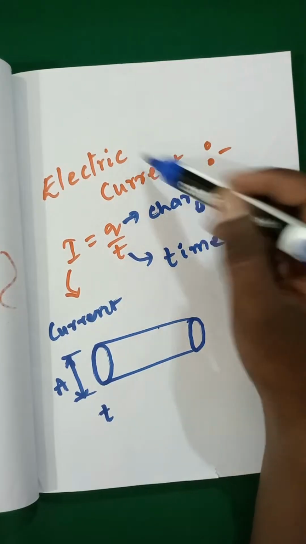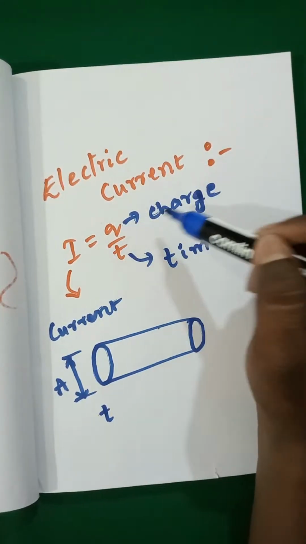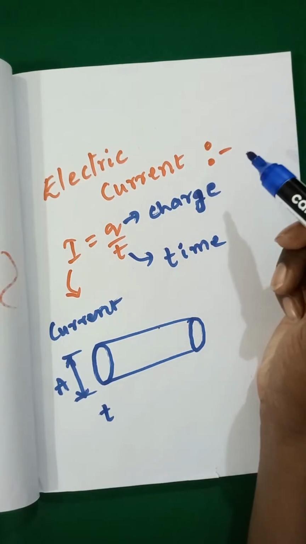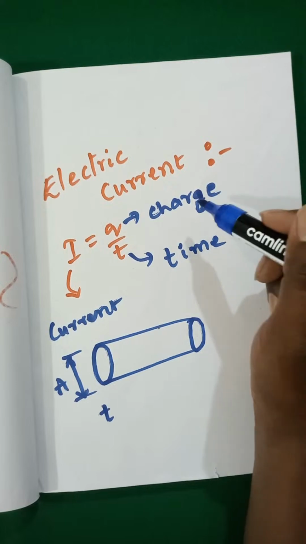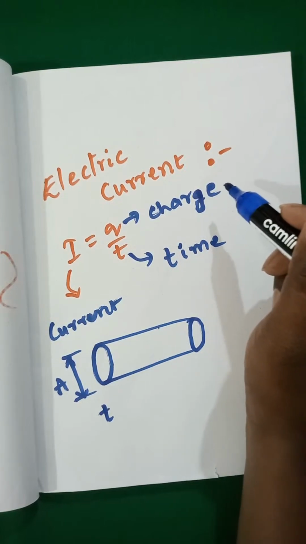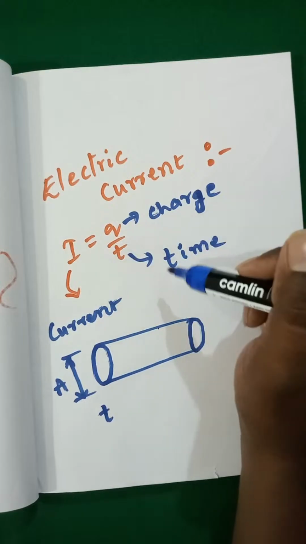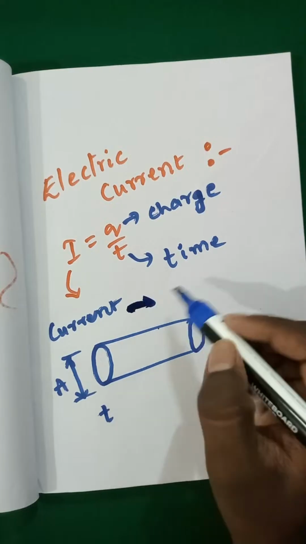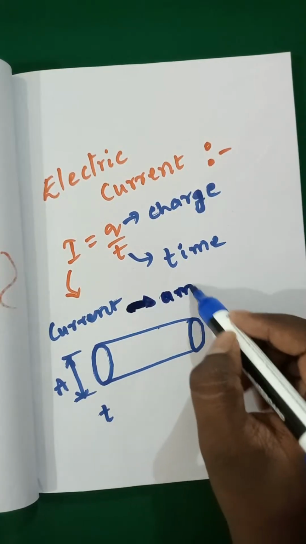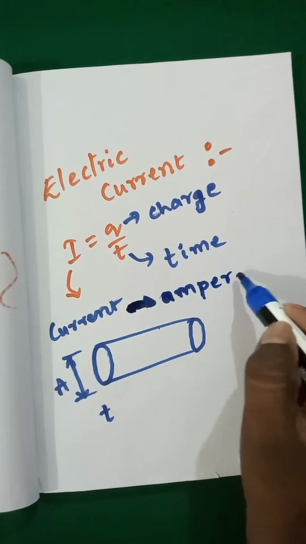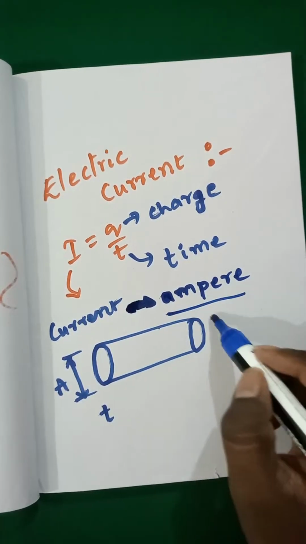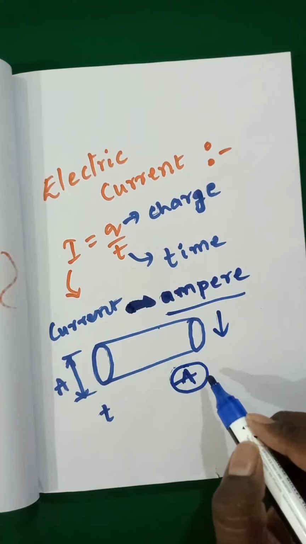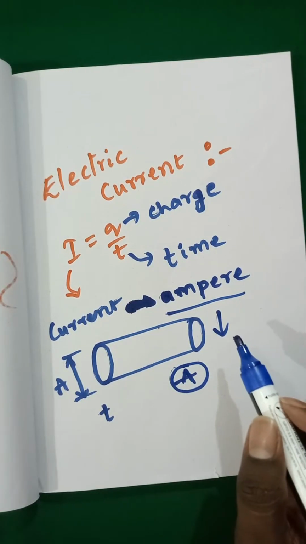Now, electric current is the rate of flow of charge. There are two types of charges, positive charge and negative charge. As of now, I am talking about the charge definition. So I equals Q by T. The SI unit of current is ampere. We have to write ampere with small letters, and you should not use a capital letter, because it honors the scientist.